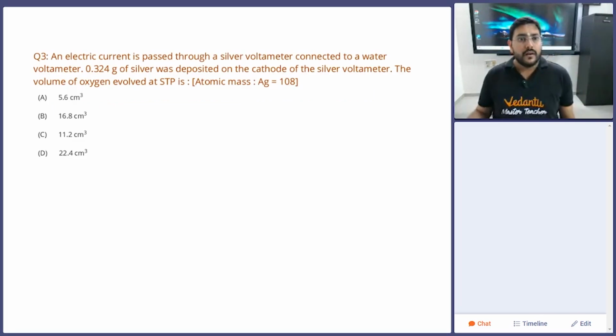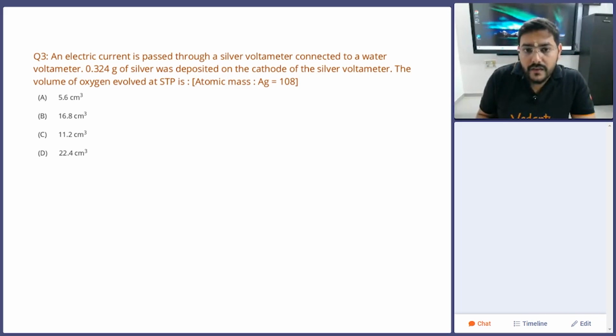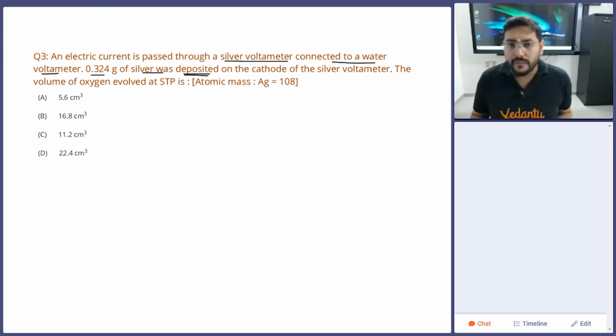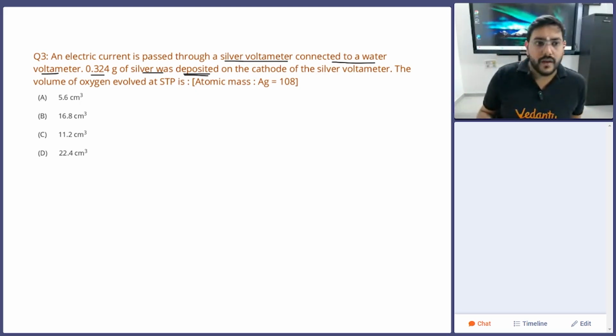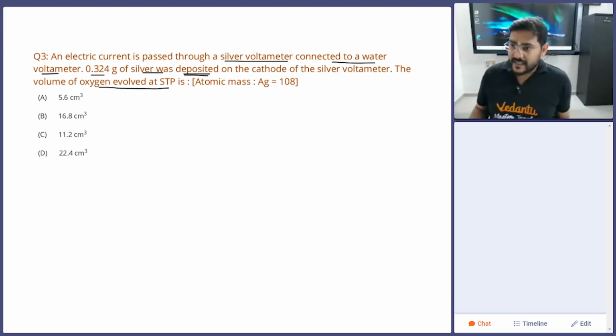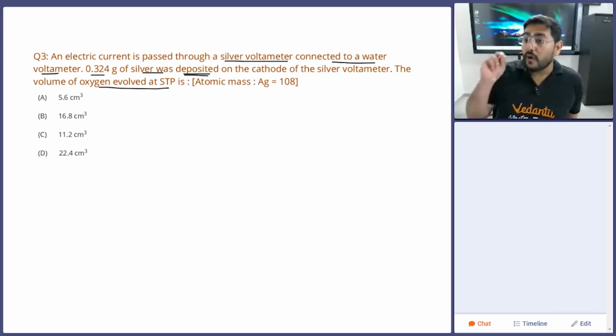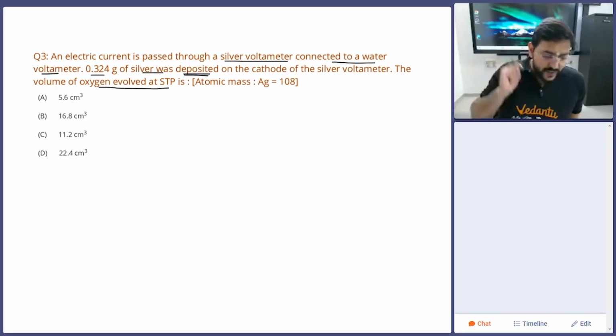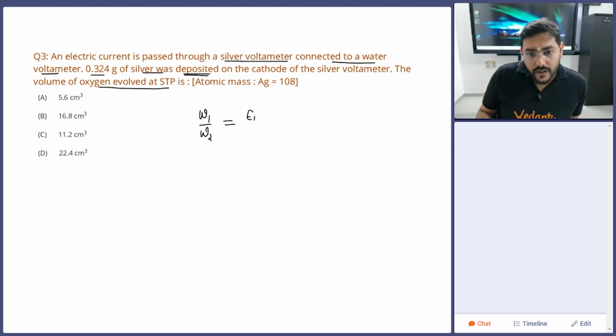Question number 3. See here, an electric current is passed through a silver voltameter connected to a voltameter. 0.324 gram of silver was deposited. Okay, the weight of silver we know on the cathode of the silver voltameter. The volume of oxygen evolved at STP. So what they are asking, the volume of oxygen evolved. Can we say that the equivalence is going to be same? Yes or no? So we are going to put W1 upon W2 is equals to E1 upon E2. Yes or no? Come on everyone.